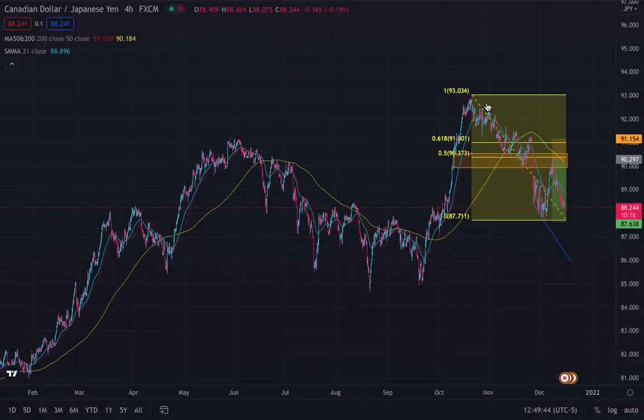Oh, no ads on any chart. I don't pay for TradingView. I don't need to.